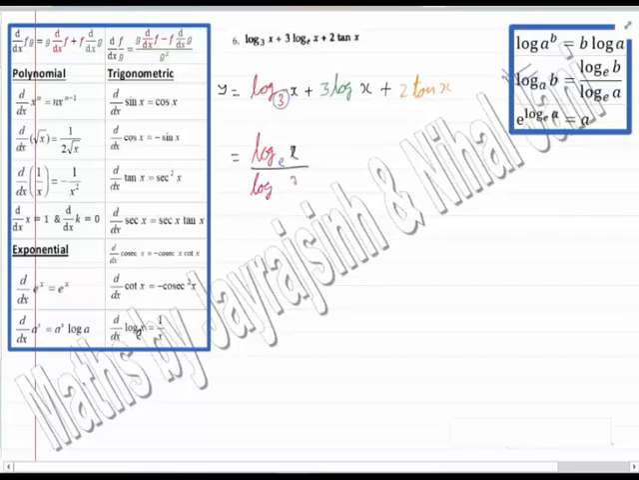log 3 base e. Okay, and the rest of the terms will be as it is, because 3 log x having base e, we don't have to worry about the second term, and the third term is simplest one, 2 tan x, right? Okay, now we are ready to differentiate.